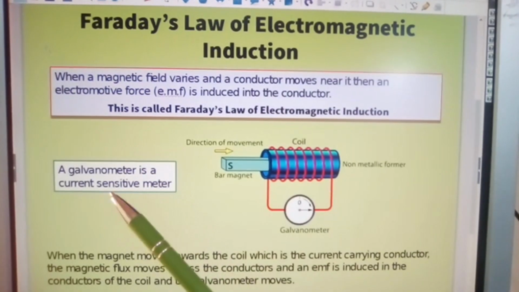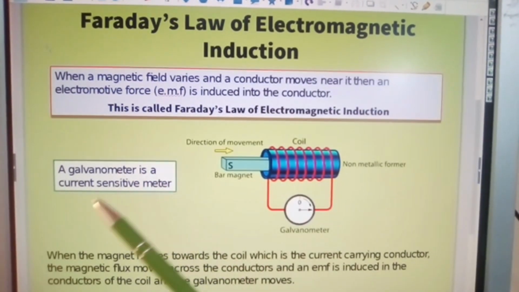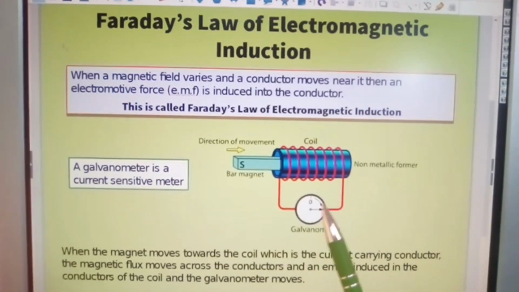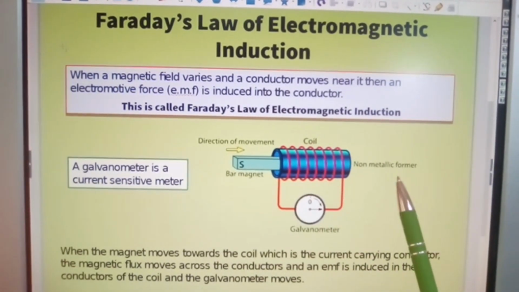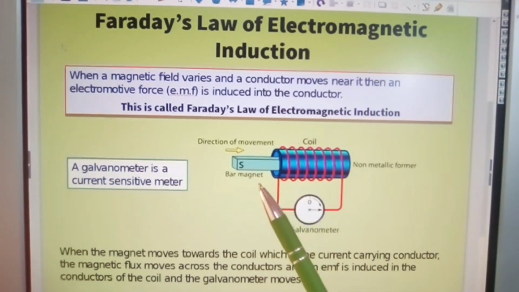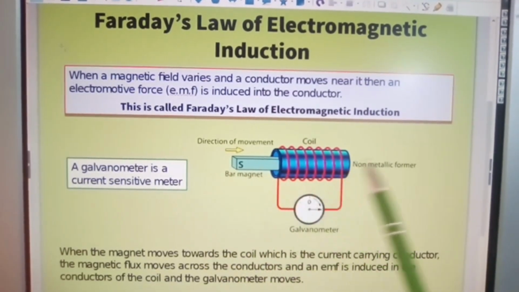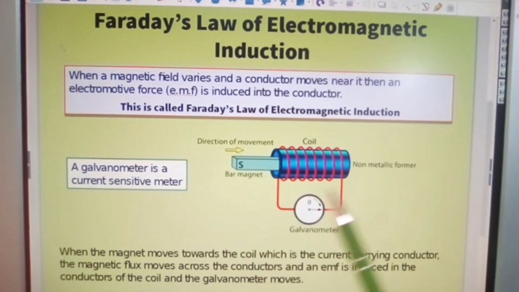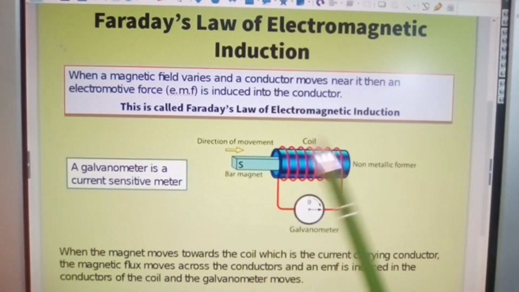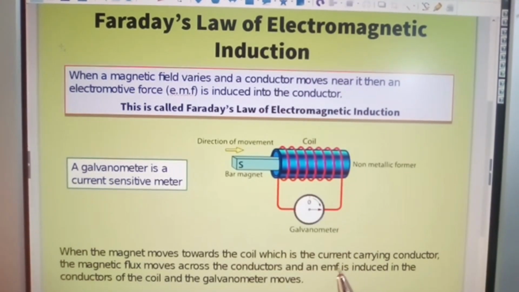Basically, a galvanometer is a current sensitive meter, and here we have a non-metallic former, and we have a magnet, north and south, and we're pushing the north and south into the coil, and here we can see that an EMF is being induced, and that's just pushing it in and out with your hands, basically, okay?